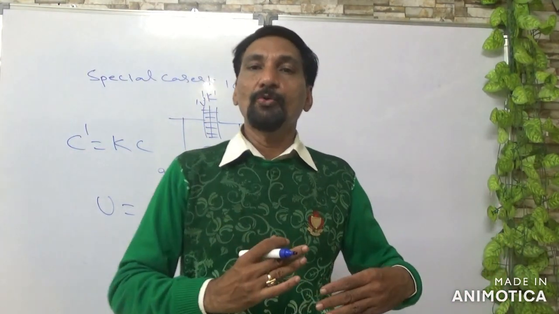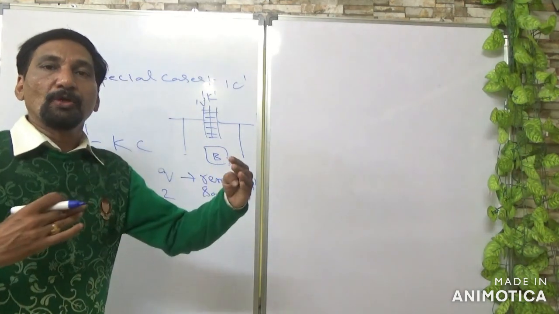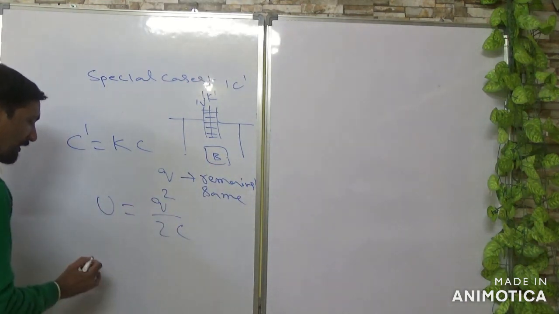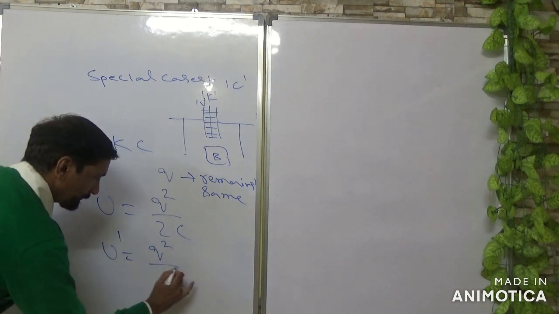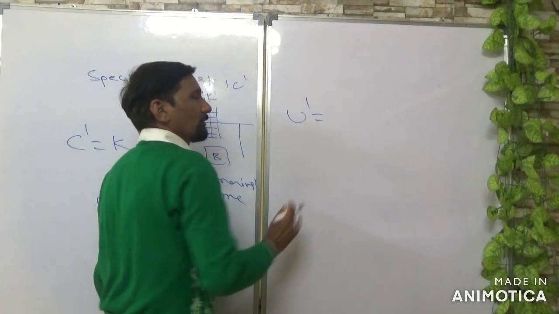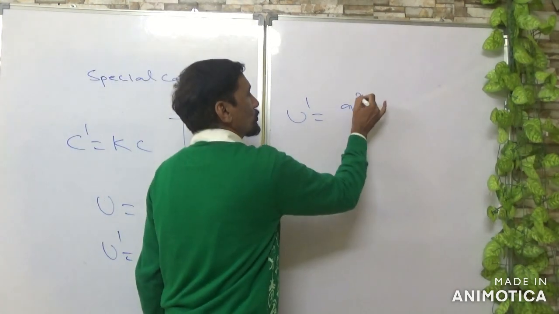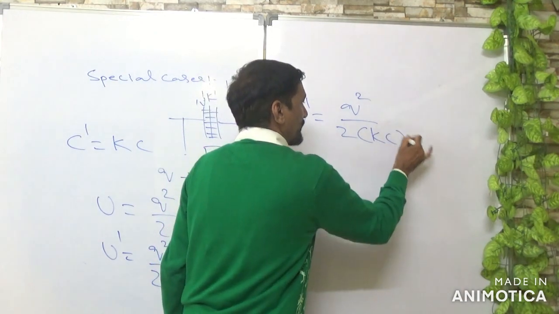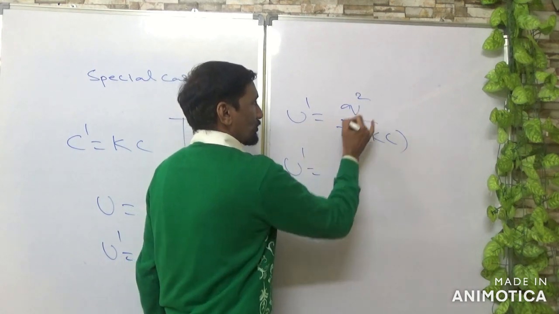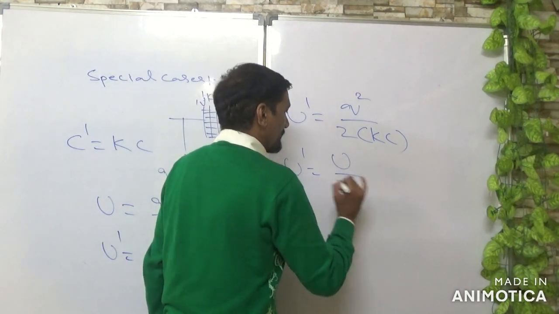Why? Because when you disconnect it from the battery, it stops charging. So that's why Q remains the same but potential changes. Right? So Q squared by 2C. Now initial, now final, 2C dash. So U dash means final energy when it is disconnected from the battery. Q squared by 2C dash, where C dash is taken as K times C. So instead of Q squared by 2C you can write the initial energy, so the energy is divided by K.